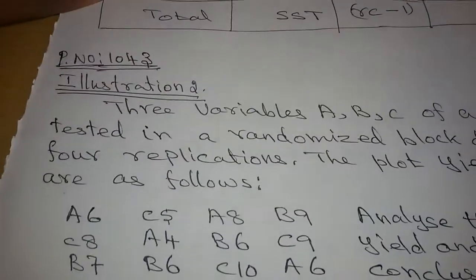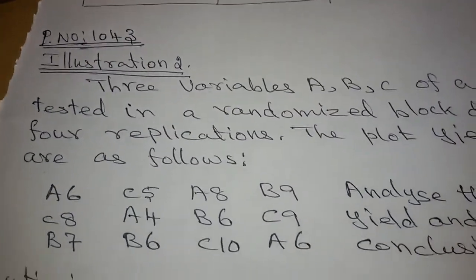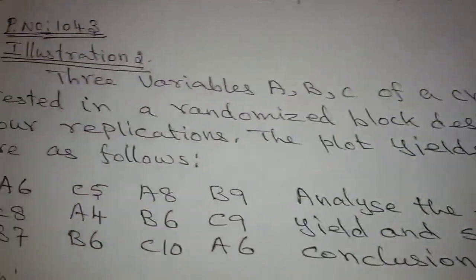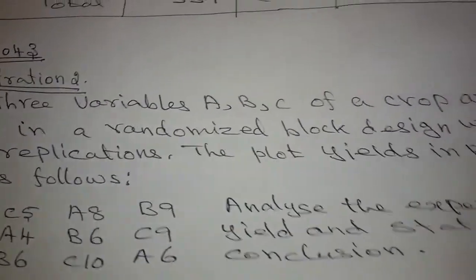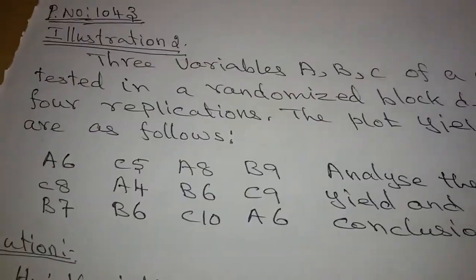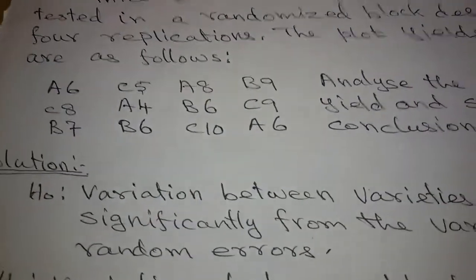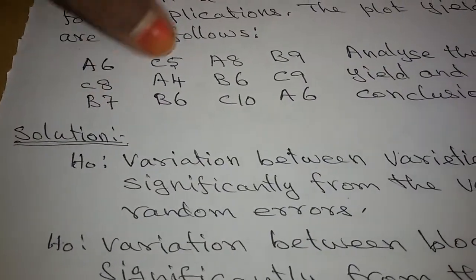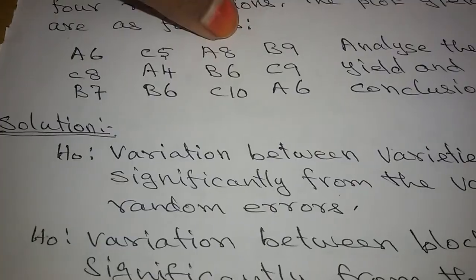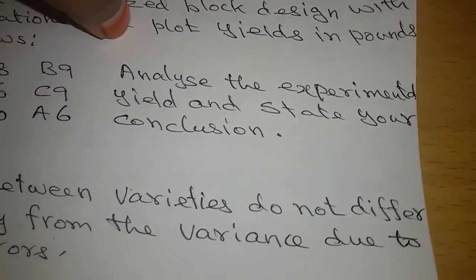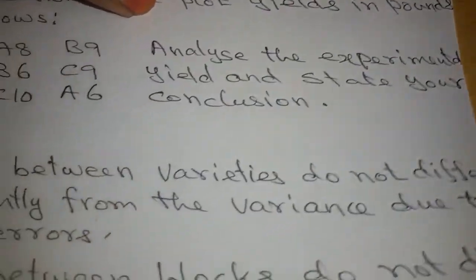Now the problem in your book, page number 1043. There are three varieties A, B, C of a crop tested in a randomized block design with 4 replications. The plot yields in pounds are as follows. Here they have given A6, C8, B7, C5, A4, B6. These are the data they have given. They are asked to analyze the experimental yields and state your conclusion.